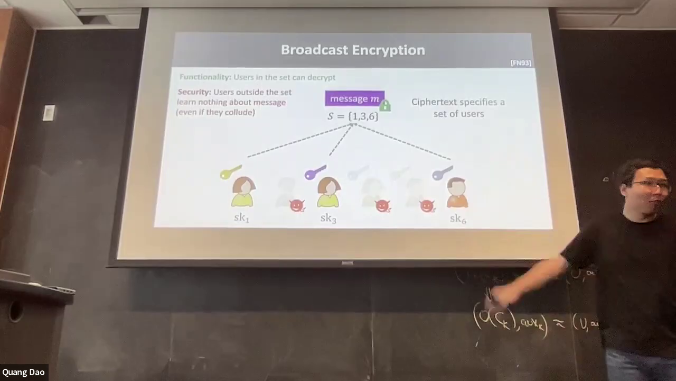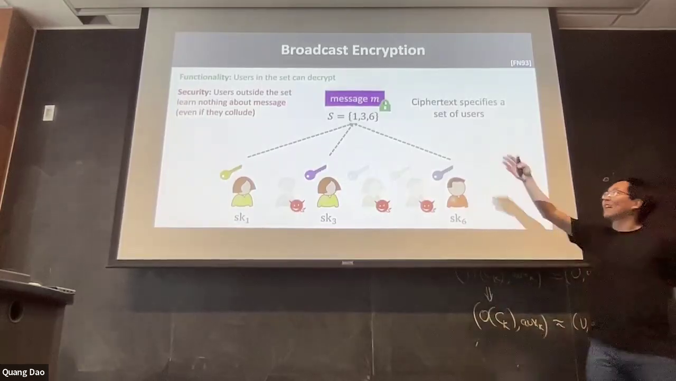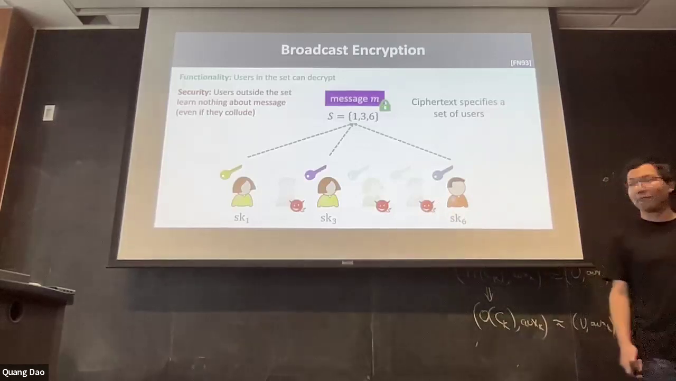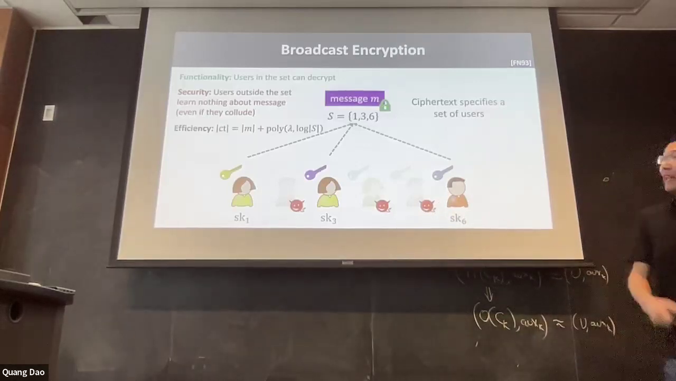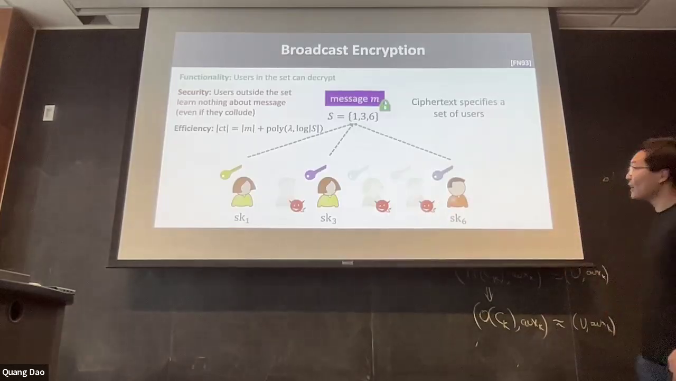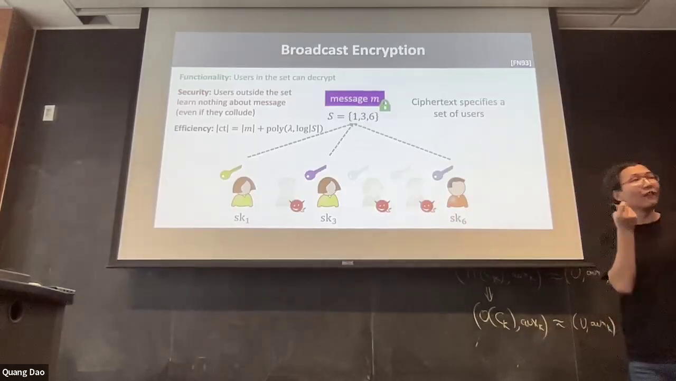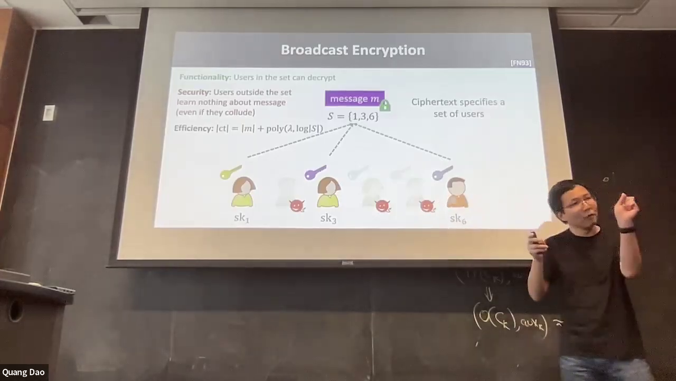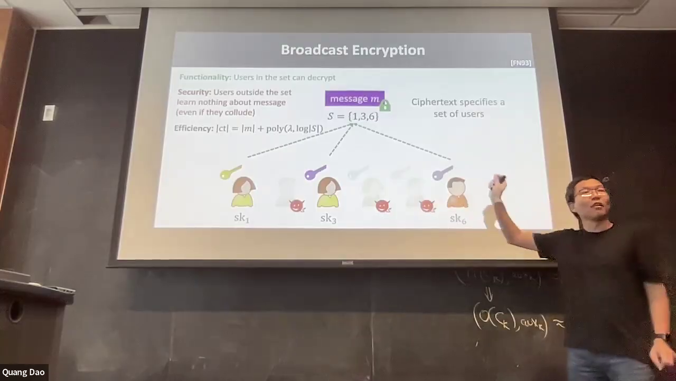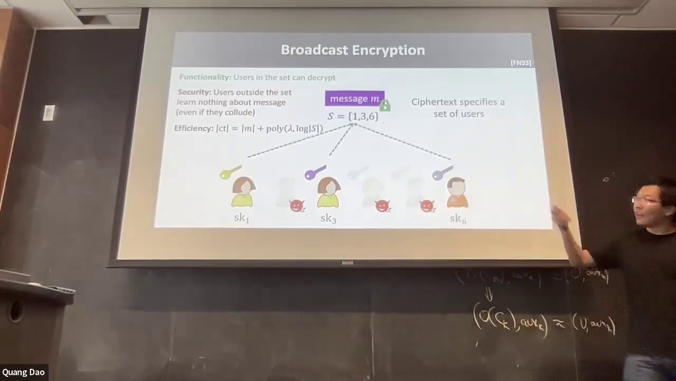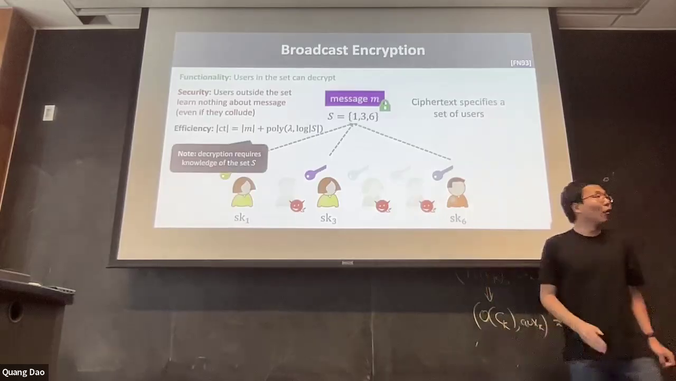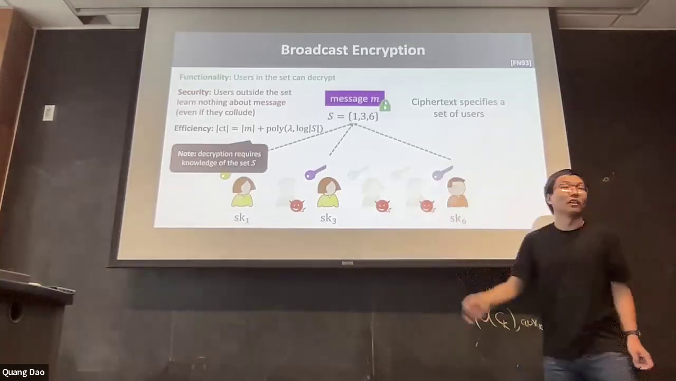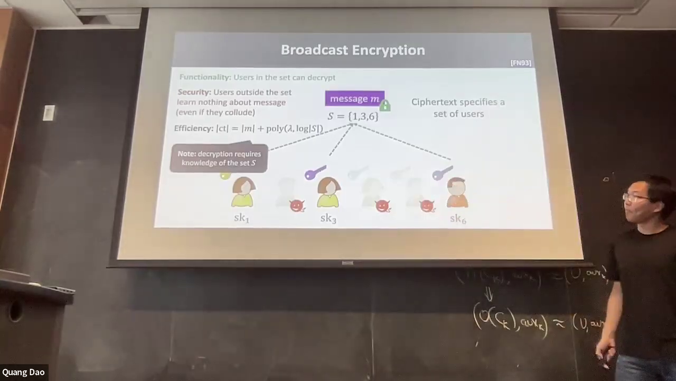If all I cared about were these two properties, there's a trivial construction. Basically, if I want to broadcast to users 1, 3, and 6, I just encrypt the message under each of their respective public keys. So the interesting bit about broadcast encryption is the efficiency requirement, which says that the size of the ciphertext should essentially be the size of the message plus an additive term that grows only polynomially with the security parameter, and importantly, polylogarithmically with the size of the set. Now, of course, for this to be feasible, the decryption algorithm will need to know which set you're targeting, but the ciphertext itself scales only polylogarithmically with the size of the set.